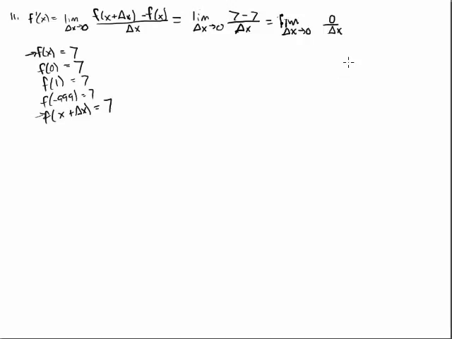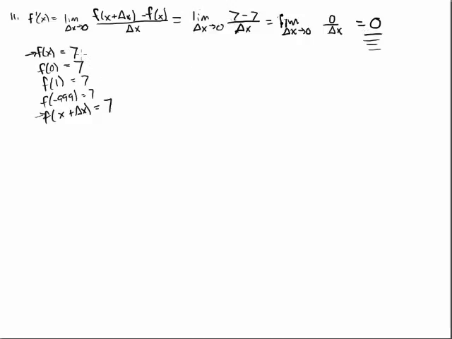So that means that we have 0 over some very, very small quantity, but it's still not division by 0. So we get 0 over a bunch of things which are not 0, but it doesn't matter because 0 over anything that isn't 0 itself is 0. So the answer to question number 11 is the limit as delta x goes to 0 of the value 7 is equal to 0.